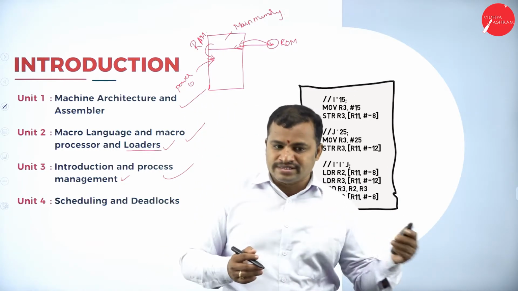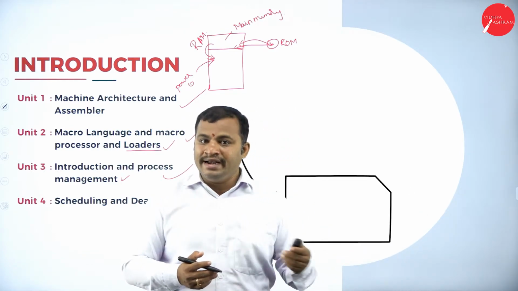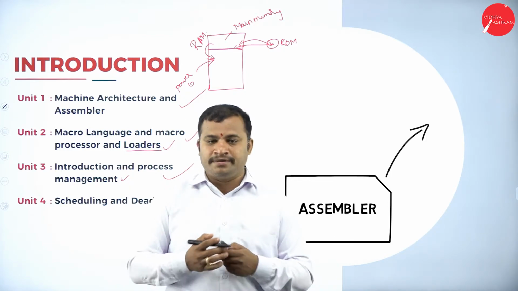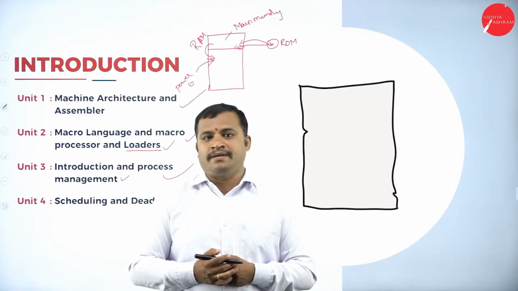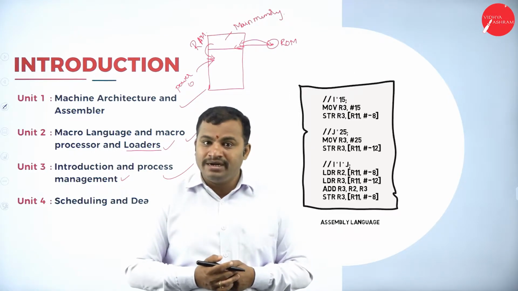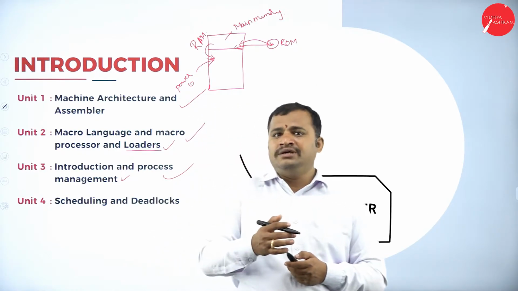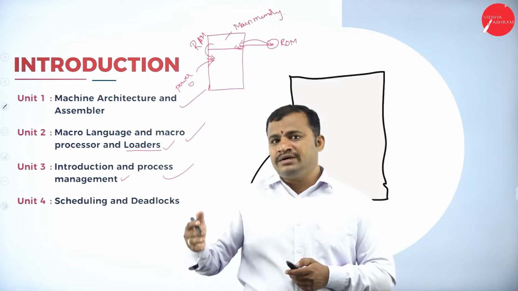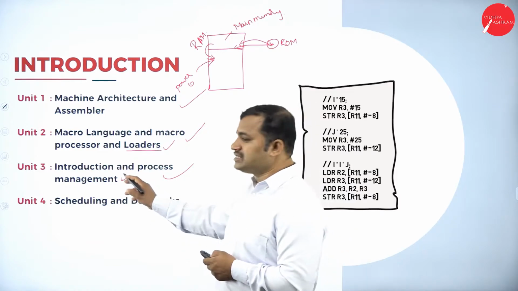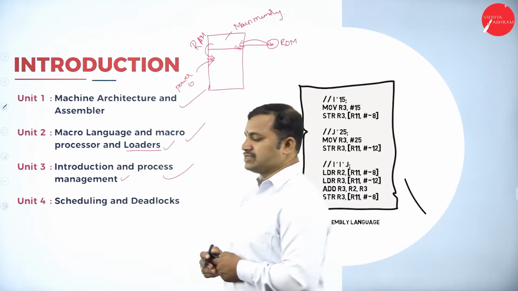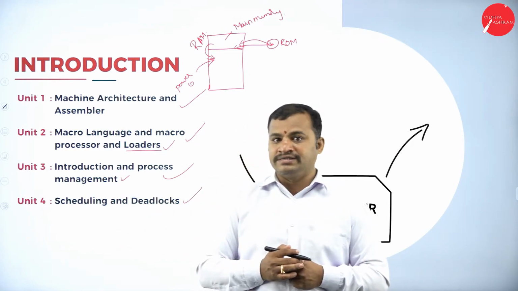Suppose you have an assembly level language, you are going to use a data structure table called optab. What is the meaning of optab? Opcode table, symtab, symbol table. Like this, a process is also managed in the process table. So this process management is carried out again by the operating system. Then scheduling and deadlocks is the fourth unit of operating system.